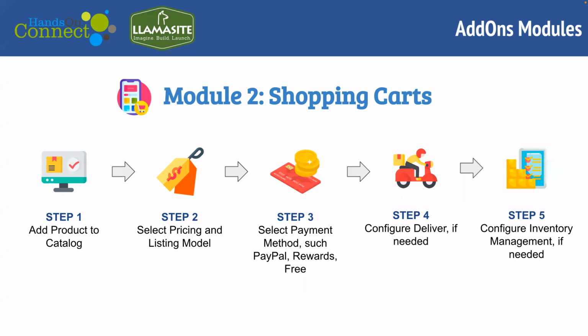So we have a product catalog, that is where your products go. Then you select the pricing and listing model, and we're going to cover a little bit of that when we look at the interface in the back end. And this pretty much means, is this a product that is going to cost something? Is it free, or is it based on rewards or something like that?